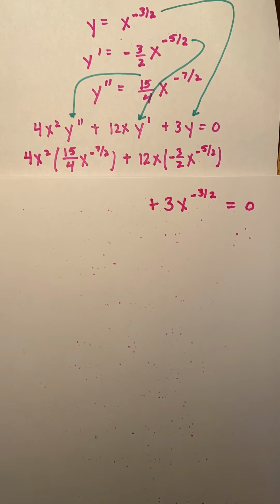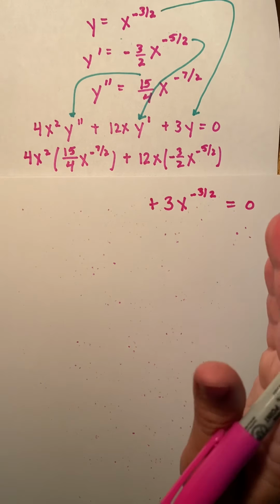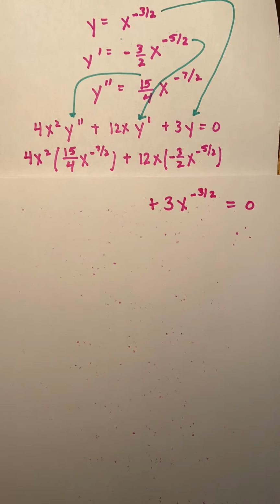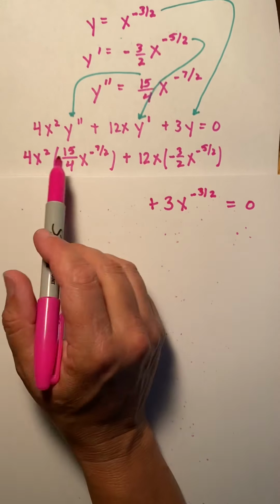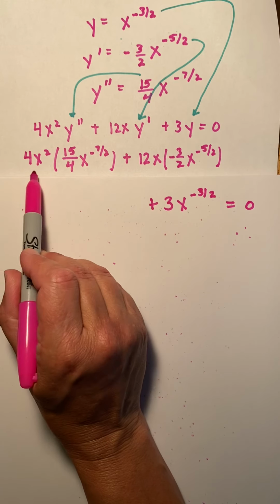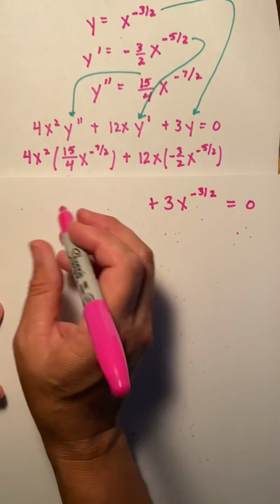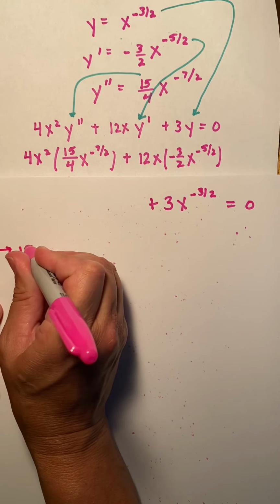Right, so we don't know that this is in fact equal. We're showing it's equal, so we tend to keep everything on the left, and we're going to keep the 0 on the right, and we're going to try to get the left side to turn into 0. So let's look at this first term, 4x squared times 15/4 x to the negative 7/2. We see that the 4's cancel, and our numerical coefficient becomes just 15.